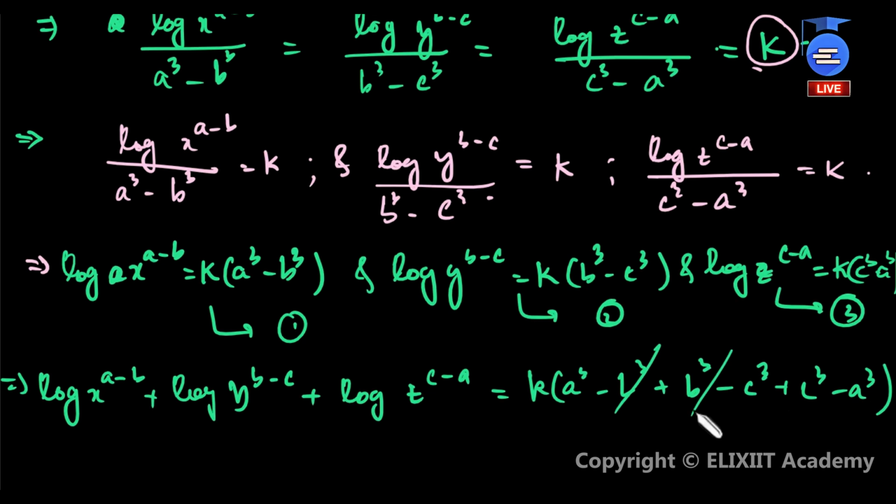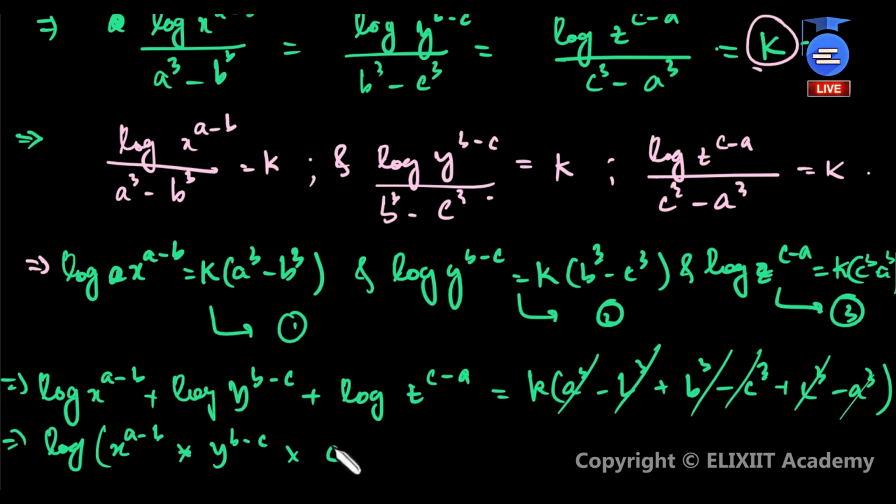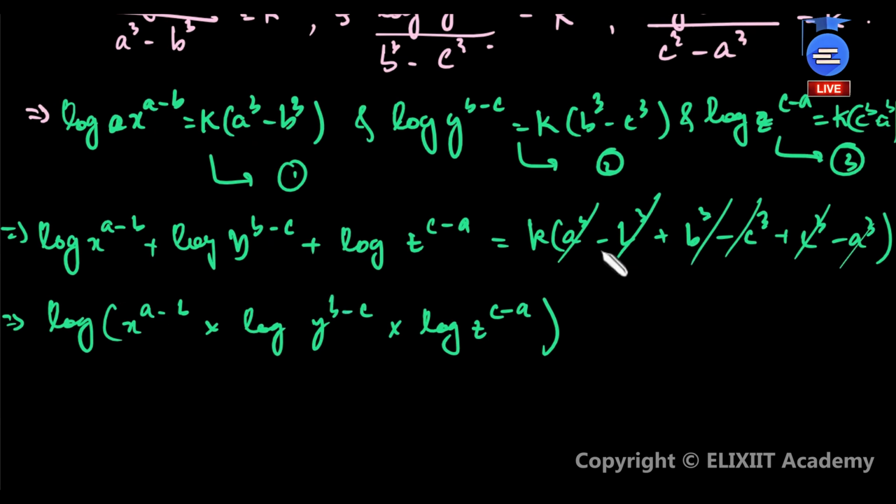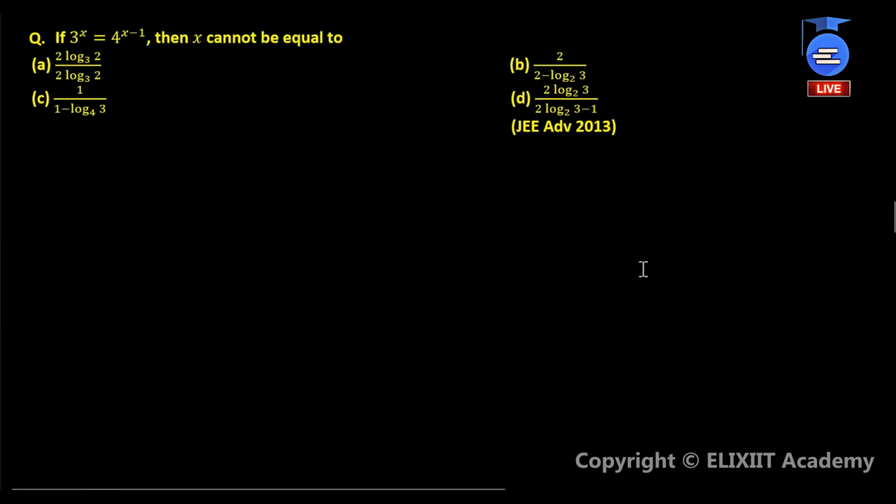Now cancel out. b cube cancels out, c cube cancels out, a cube and a cube also get cancelled. The left hand side is log of x to the power a minus b into y to the power b minus c into z to the power c minus a, and this thing is 0. This is log of x to the power a minus b, y to the power b minus c into z to the power c minus a, equal to 0, meaning the product is e to the power 0. This is 1.